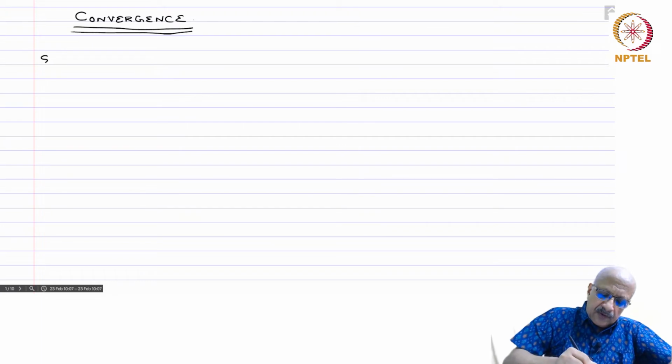We will now do a new chapter where we will study various types of convergence. So the first section in this is Egorov's theorem.